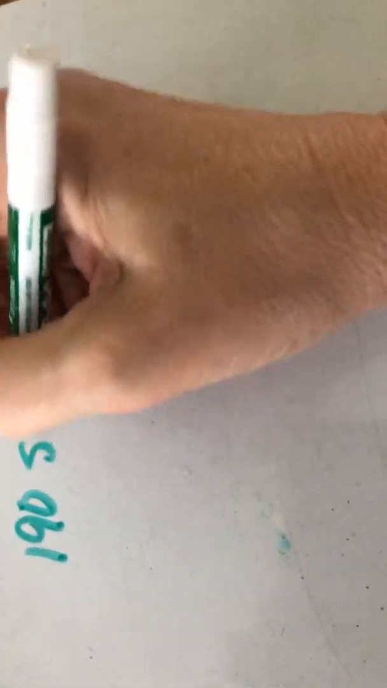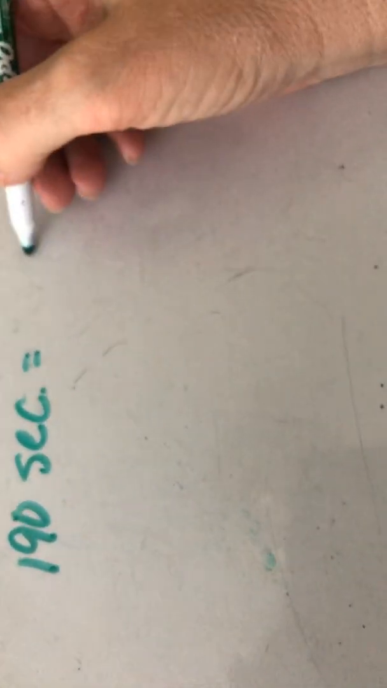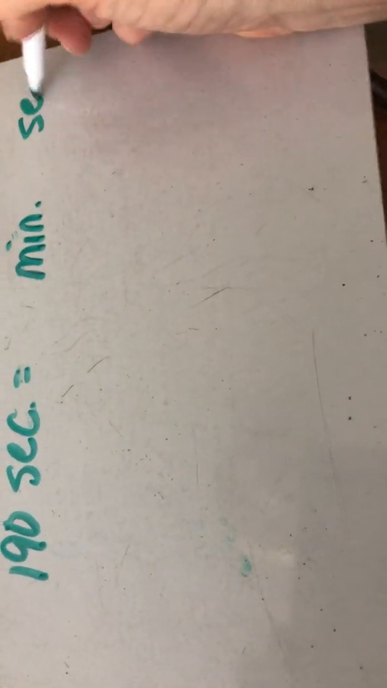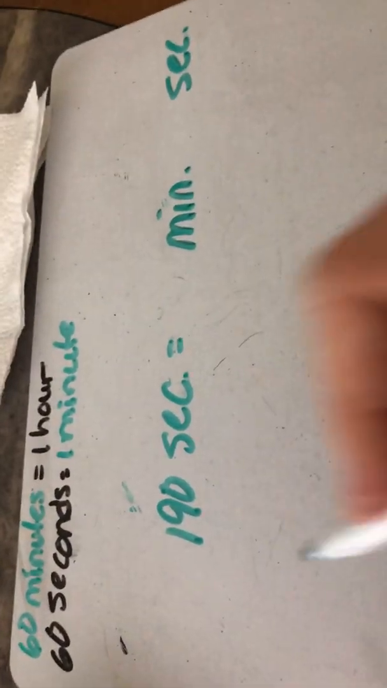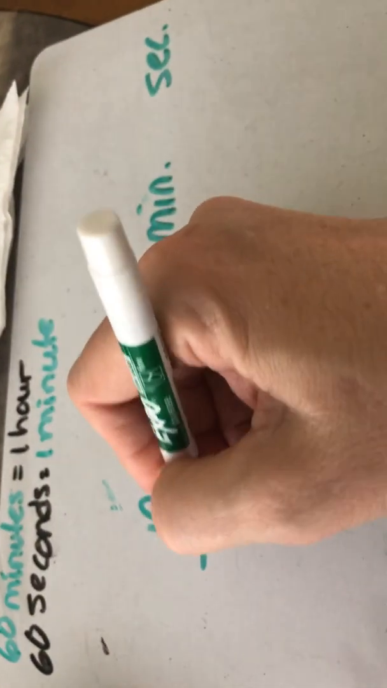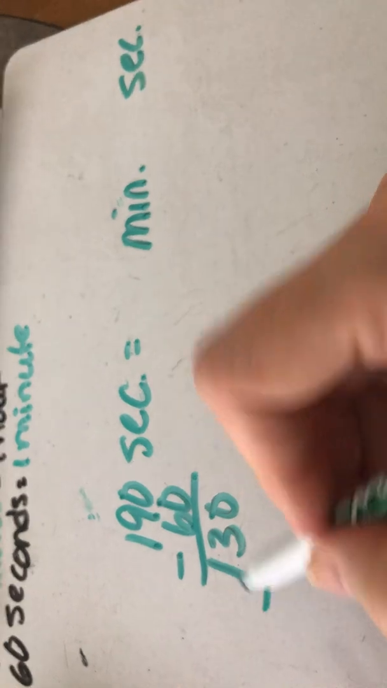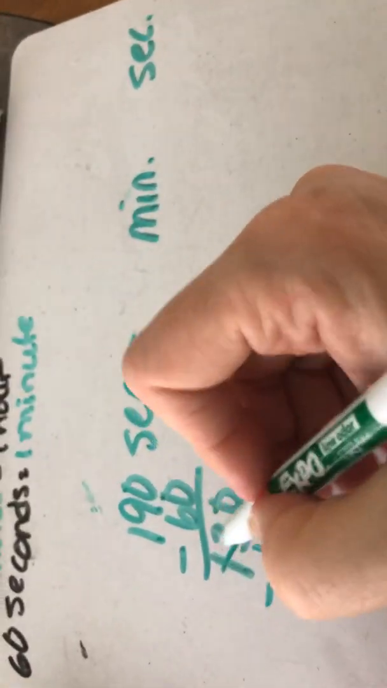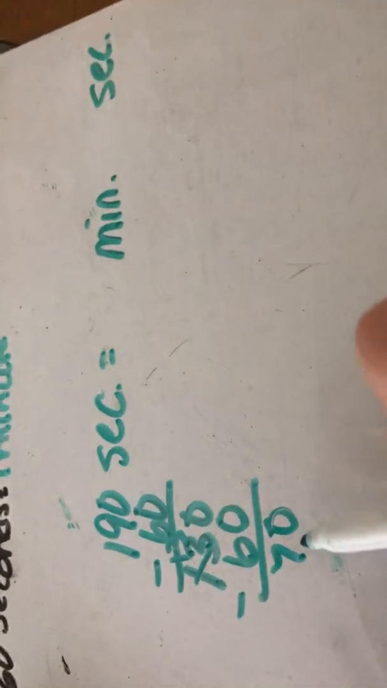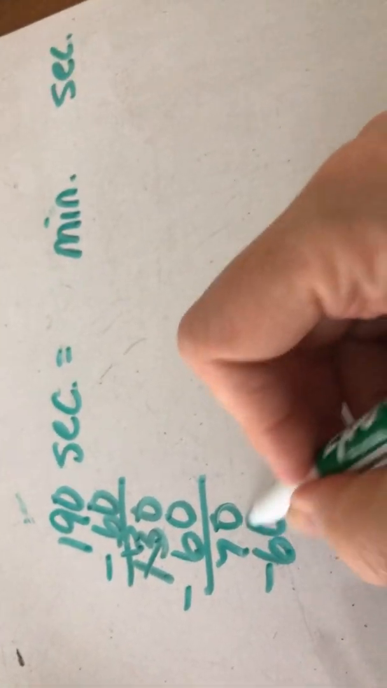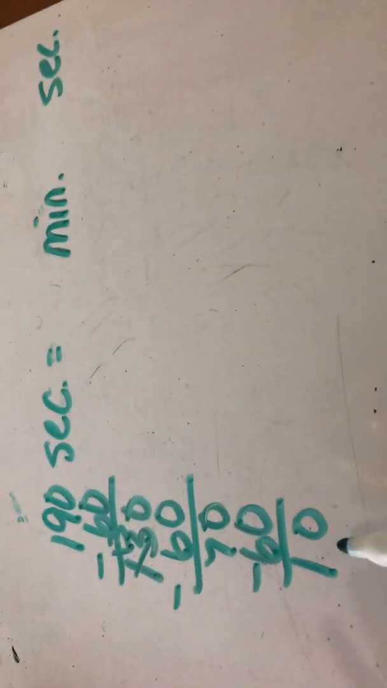Let's try a different one. This is going to seem similar, but be careful. So if I start out with 190 seconds, and again, if you want to do this on your own, just pause and try to do it. Again, how many seconds are in a minute? 60. So I'm going to subtract 60. That's bigger than 60, so I can subtract it again. That's still bigger than 60, so I can subtract again. Now that's smaller, so I can't.